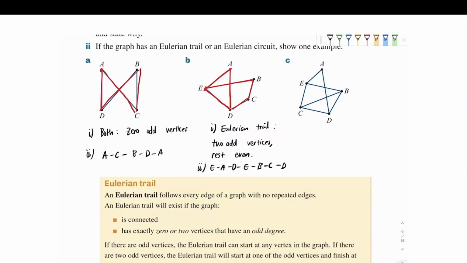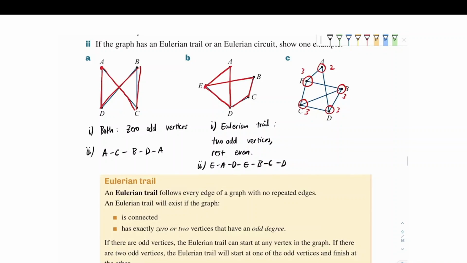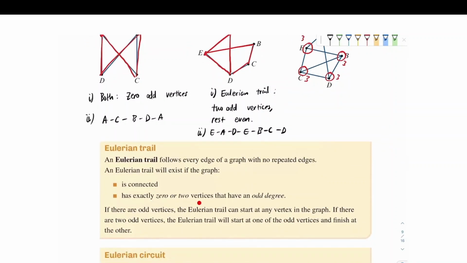And in the last one, we'll mark in the vertices. This will be 3, this will be 2, this will be 3, 3, and 3. And you can see in this case we've got 1, 2, 3, 4 vertices that are of odd degree. So if you have a look over here, it certainly doesn't satisfy this condition here, because this one requires 0 or 2 that are of odd degree. We've got 1, 2, 3, 4.